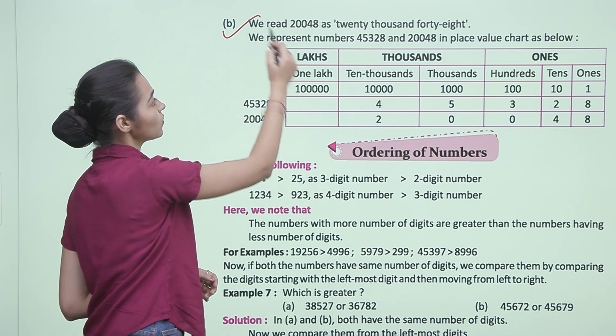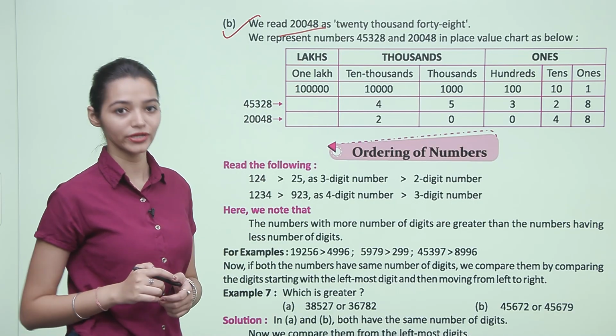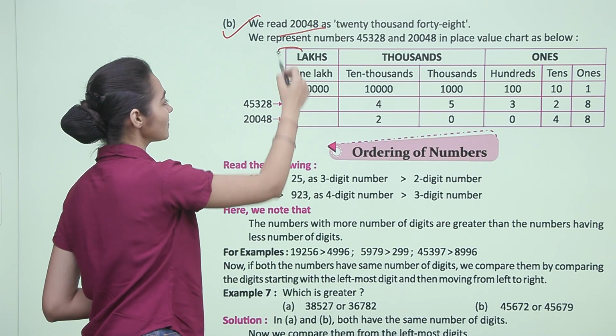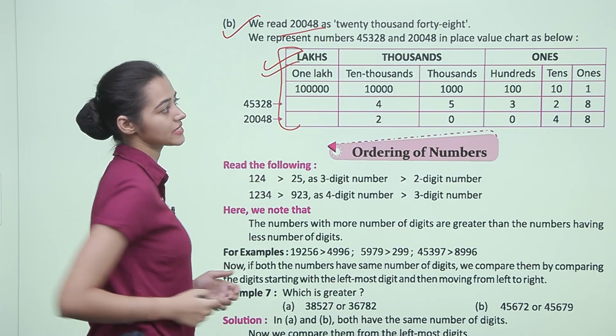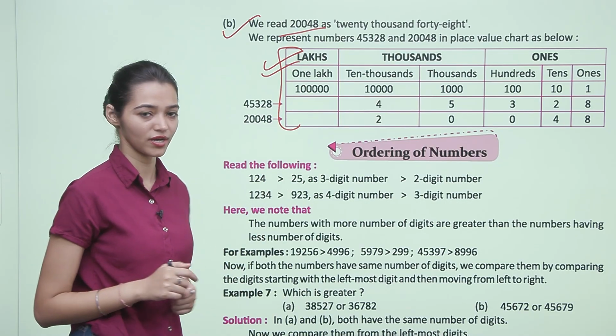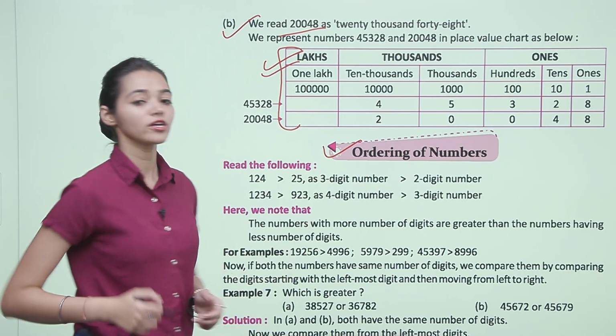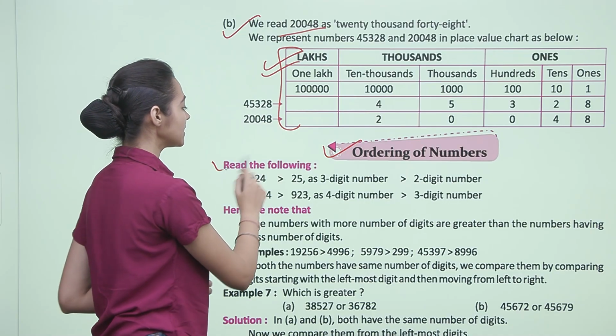Similarly, in the second one we read it as 20,048, and here is a place value system. We have represented them in the place value chart. Now next is our ordering of numbers. Now we have to read these numbers.